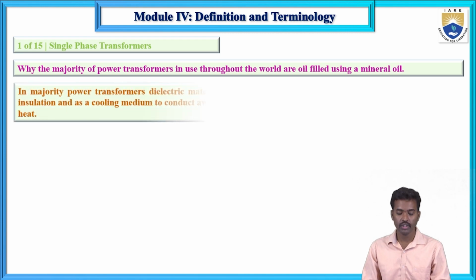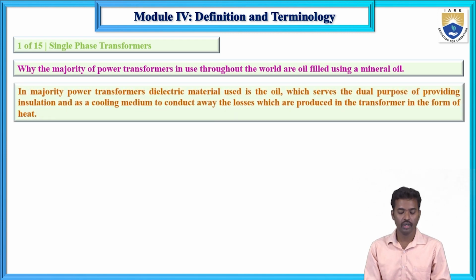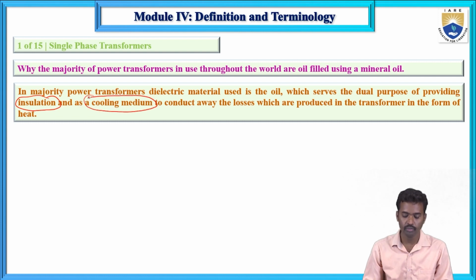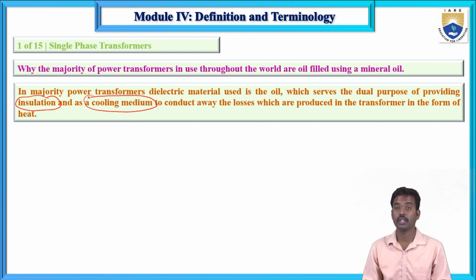Here we are using oil as the main purpose. Oil is used for insulation purpose and as a cooling medium to conduct away the losses. Here in the transformer, losses will be produced, and these losses are produced in the form of heat.